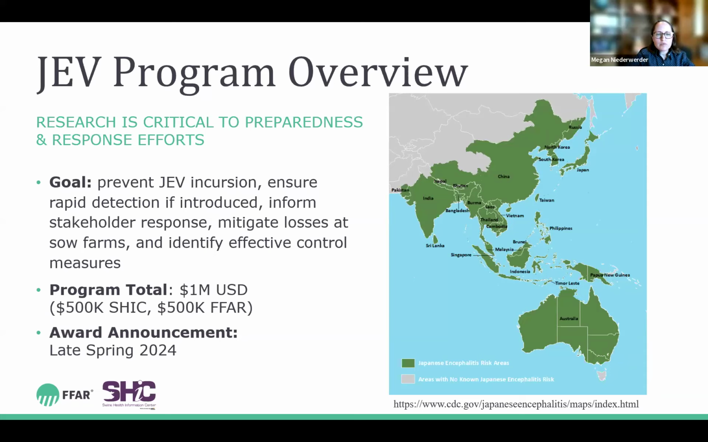on the slide, we really want the goal of this program to be to develop novel tools and technologies enabling the US to prevent introduction of JEV, also enable us to prepare for a potential incursion, develop a response strategy, and of course, develop tools to reduce the impact or mitigate the production losses should JEV be introduced. We anticipate that the research awards made through this program will be completed and announced late spring 2024.